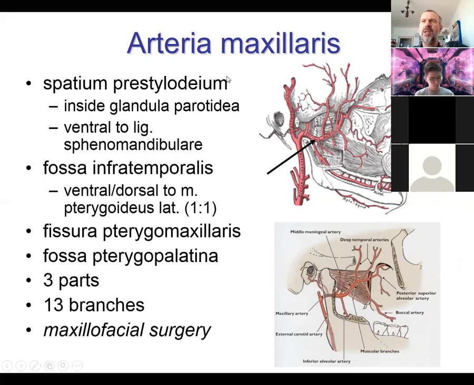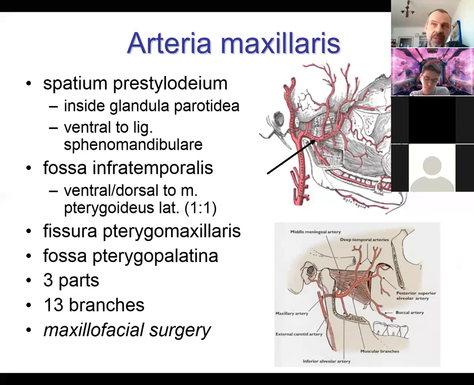So, as it branches from the external carotid artery, you find it inside the pre-styloid space. It branches inside the parotid gland. And anatomically, we can see it passes ventrally to the sphenomandibular ligament. This is just for orientation. So it gets ventrally into the infratemporal fossa. We know that the infratemporal fossa is filled with pterygoid muscles and the insertion of the temporalis muscle. So the maxillary artery passes here.